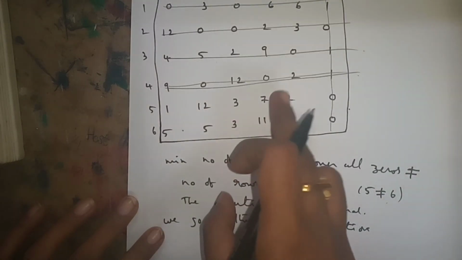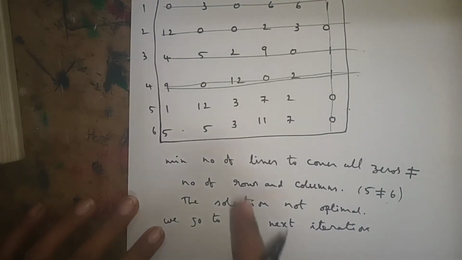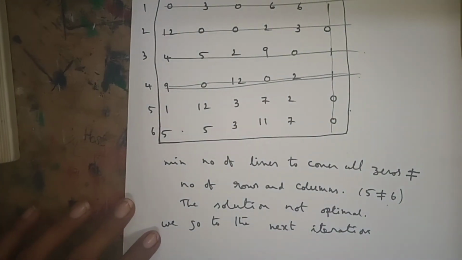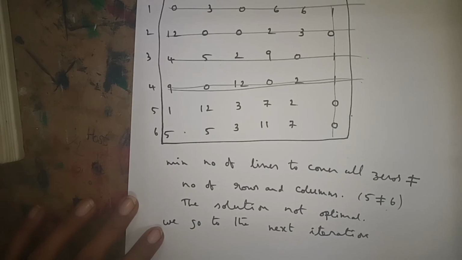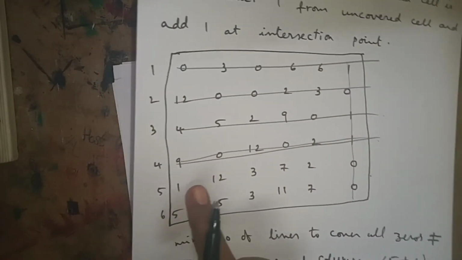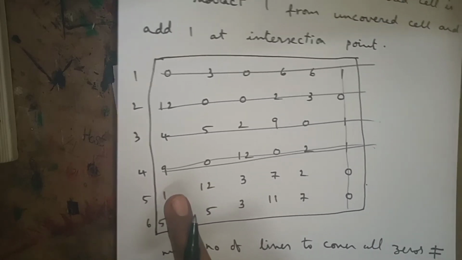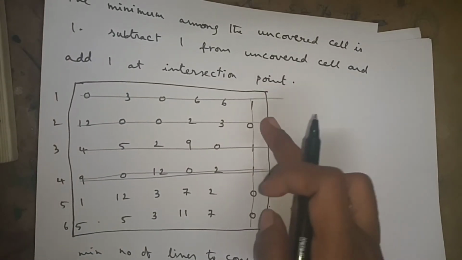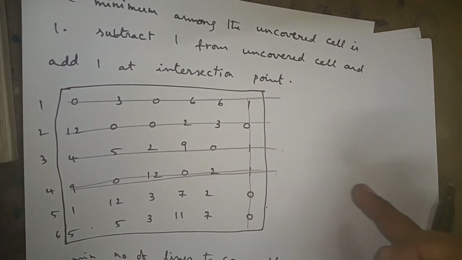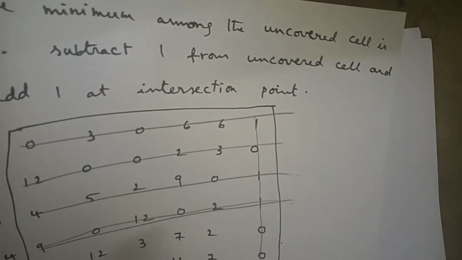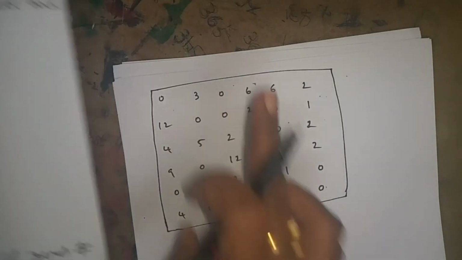Now again the minimum value from the uncovered entry is 1, and subtract 1 from the uncovered entries and add 1 at the intersection points. We will get a new table. I will draw. Now from the uncovered elements, 1 is the minimum value. What I did, I subtracted from the uncovered entries, and wherever intersection is there, at those intersection points I added 1. I subtracted from the uncovered entries. The remaining entries I wrote as it is.